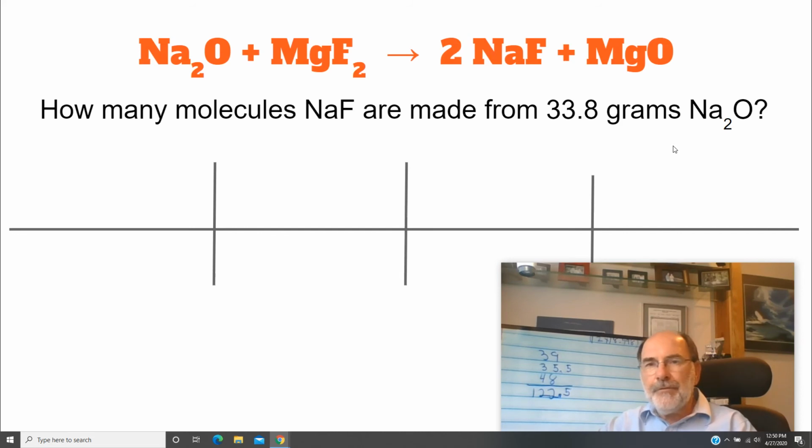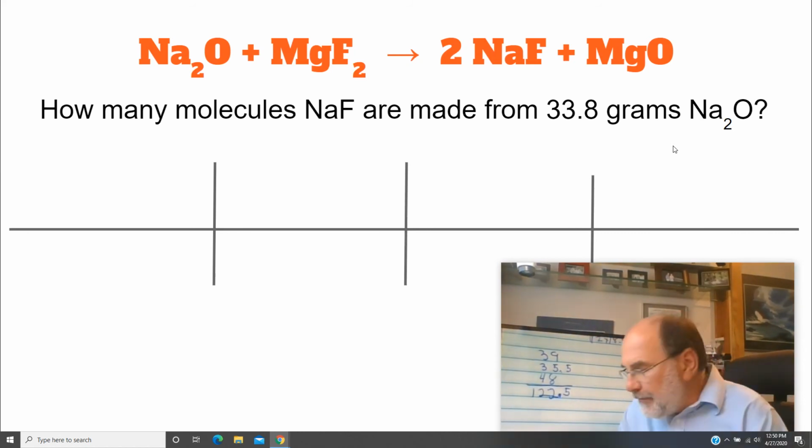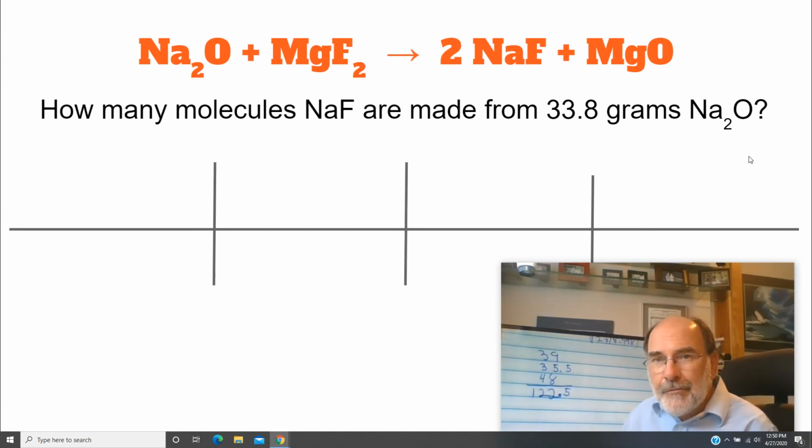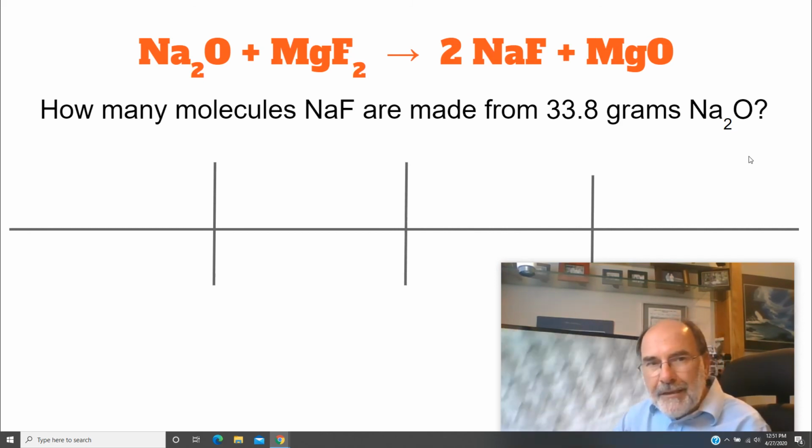And I'm ignoring the magnesium fluoride, I'm ignoring the magnesium oxide. Those are not part of the question, and therefore I'm assuming that the magnesium fluoride is the excess reactant in this situation. Their final question is, how many grams of sodium oxide do I end up with? Oops, how many molecules of sodium fluoride do I end up with? So after I figure out how many moles of sodium fluoride I have, I need to multiply that by the number of molecules per mole using Avogadro's number to work out how many molecules I end up with.